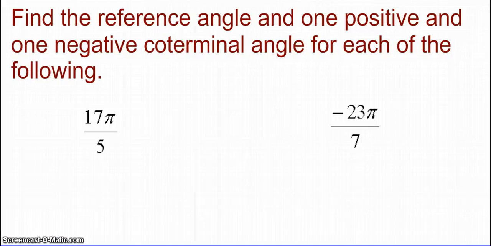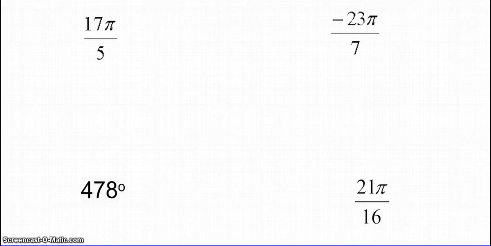Alright, for the next problems, I want you to find the reference angle and one positive and one negative coterminal angle for each. So I want you to do that for these 4 angles. Pause the video, do that, unpause when you're ready to check your work. Remember, you are finding a reference angle and one positive and one negative coterminal angle. Go ahead and pause.